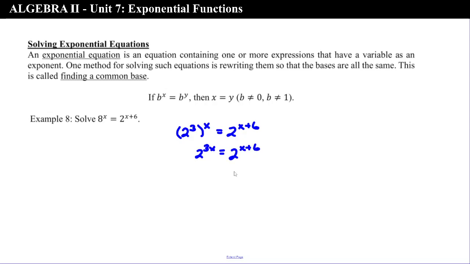Well, since our bases are the same, now we can just eliminate our bases and set our exponents equal to one another. And then from here, we're just simply solving. Subtract x from each side, divide by 2, and you get x equals 3. So that's really all there is to solving exponential equations, at least when you can get a common base: find that common base, and then equate the exponents to solve for x.